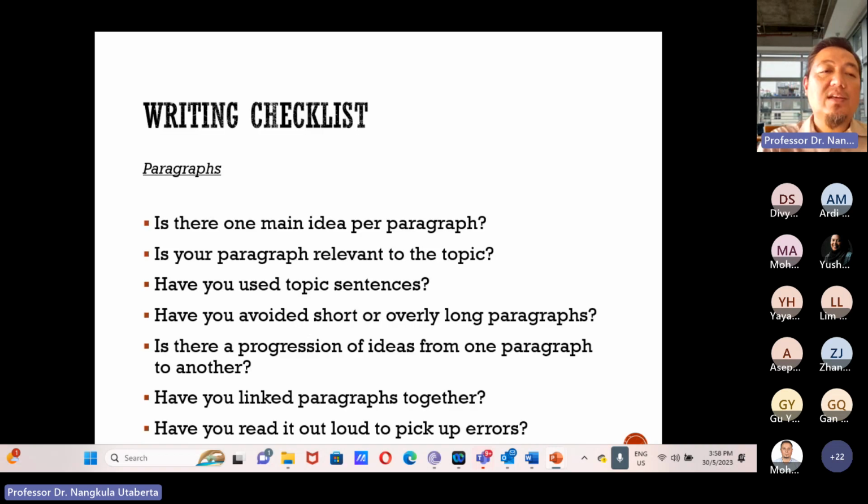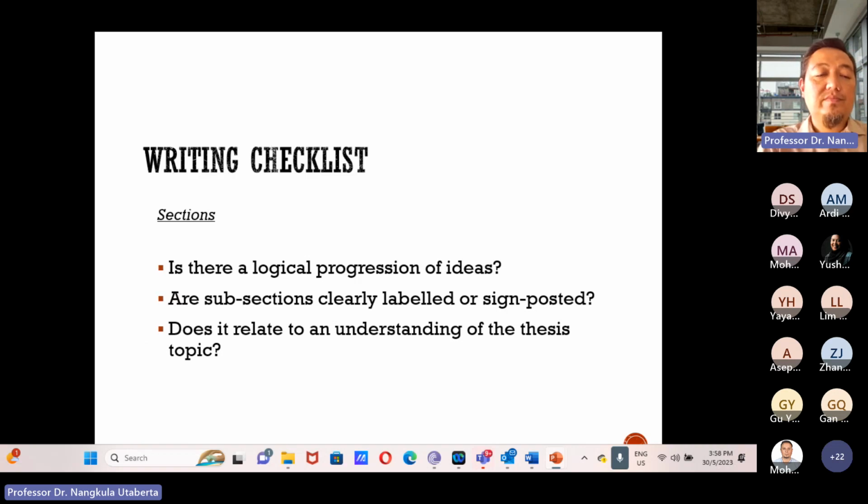Paragraphs: how about your paragraph? That one previously was about sentences. Is the paragraph relevant to the topic? One idea per paragraph, progression of ideas. I think this is very important when you write a paragraph. Sections: when you put in different sections, there should be a logical progression. You have to be very clear on that.